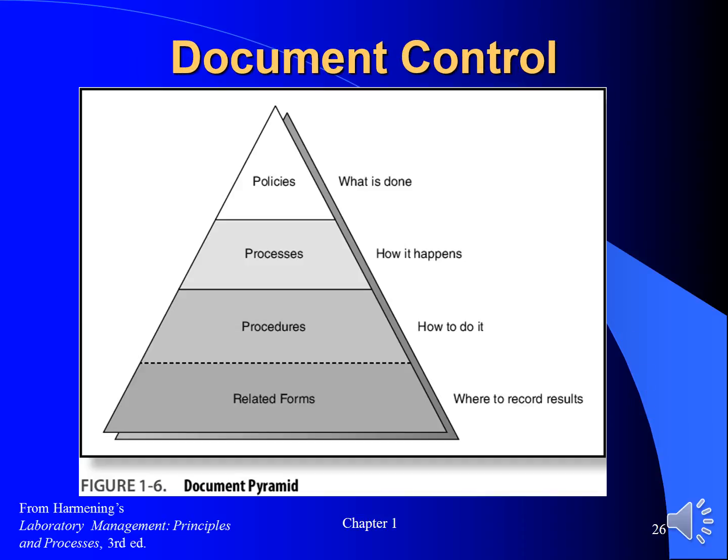A typical document control system is structured as a pyramid. A structured document control system links a laboratory's policies to respective processes and procedures and ensures that only the latest approved versions of documents are available for use.